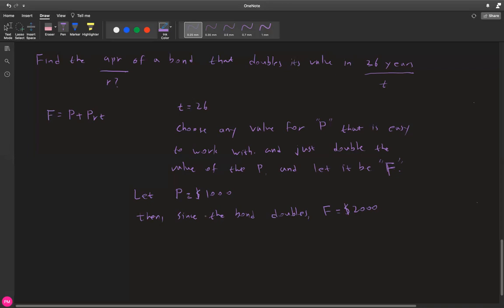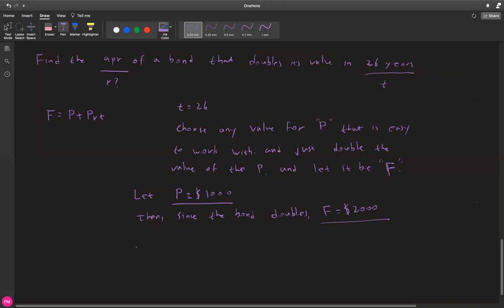Or if you think $1,200 is an easier number to work with, you can do that. You just have to make sure that the final value is double the purchase price. Obviously, you cannot put 0 in here, because the double of 0 is still 0. But in this case, I'm just going to use 1,000. So let P be that and F be that, and we already know what the T is.